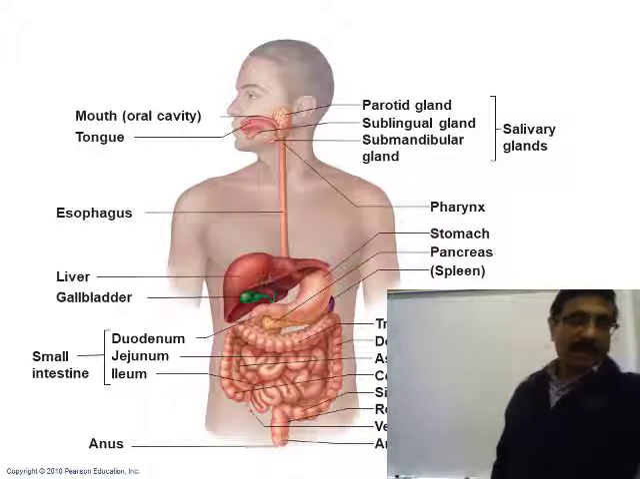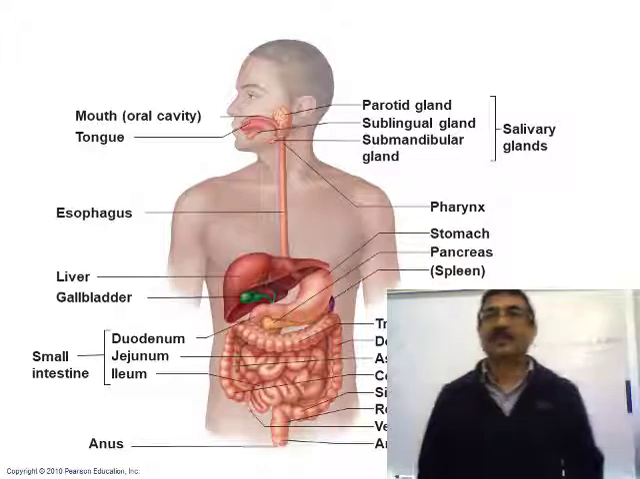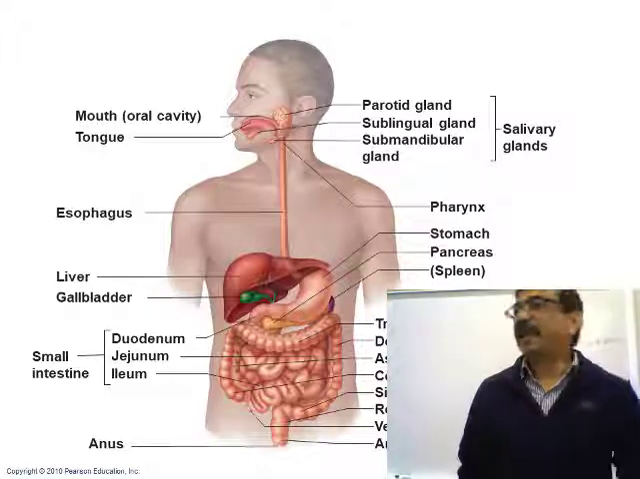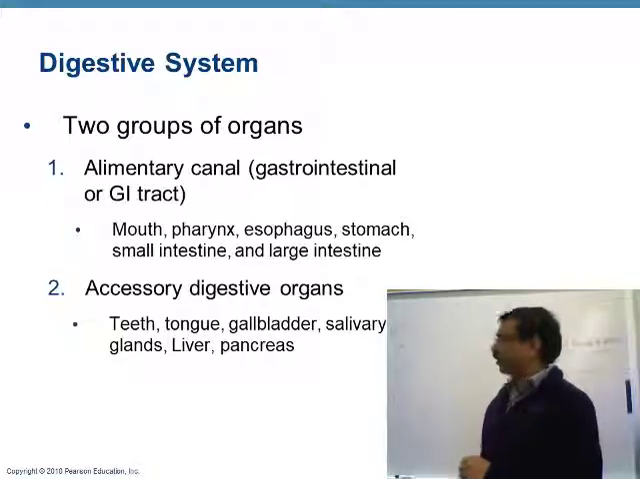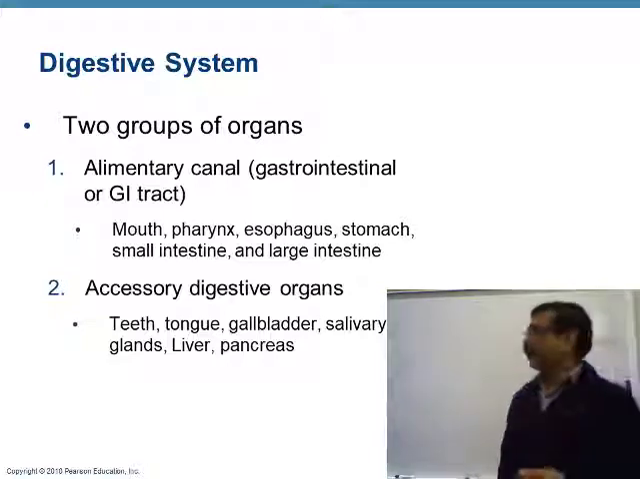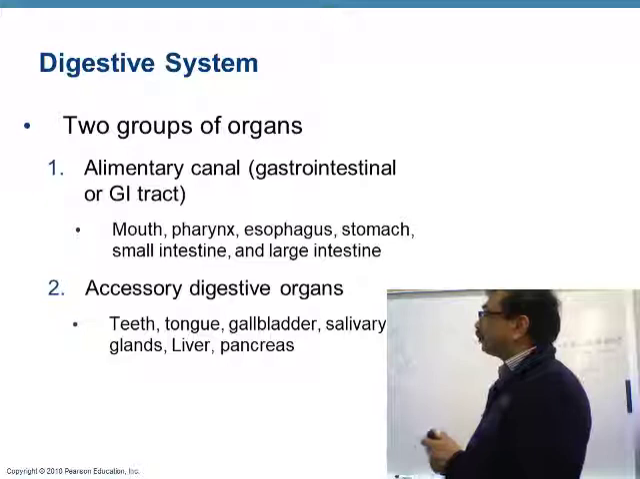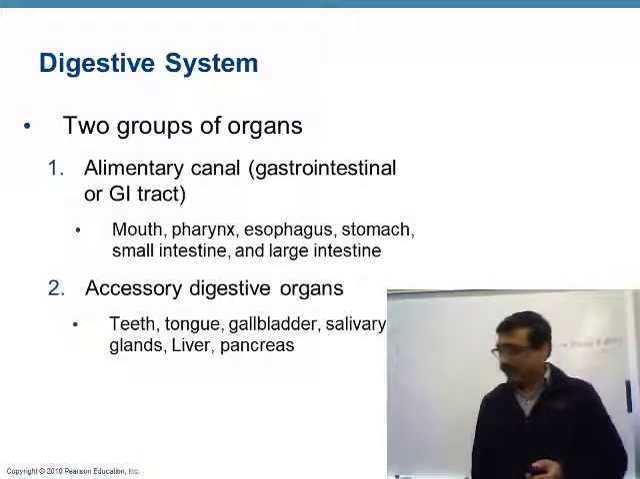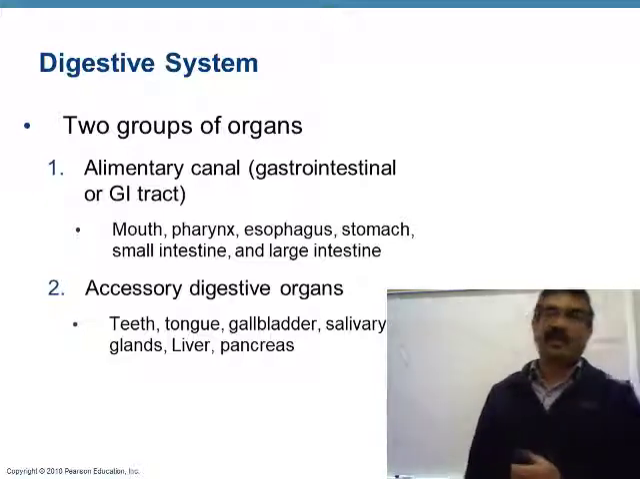Accessory organs include your liver, your pancreas, teeth, tongue, gallbladder. So those are the accessory organs, salivary glands. Those are the accessory organs of the digestive system. So you can see those organs in this picture.